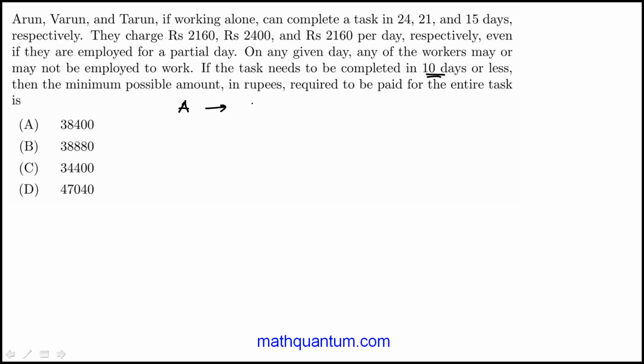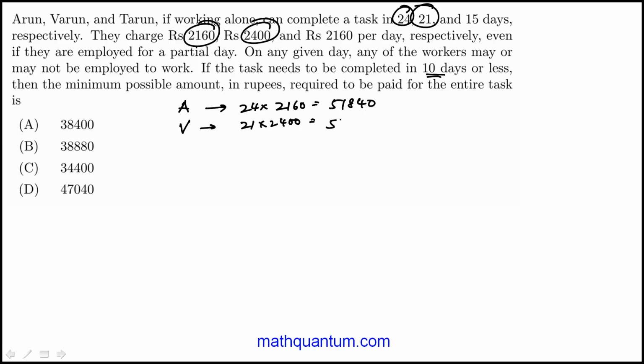So for Arun, the total cost would be number of days times what he charges every day, and that would be 2160 times 24, 51,840. And then for Varun, it would be 21 times 2400. And that's 5040. And then finally for Tarun, which takes the least number of days and also costs less. So we know that one would be the least expensive worker times 15.